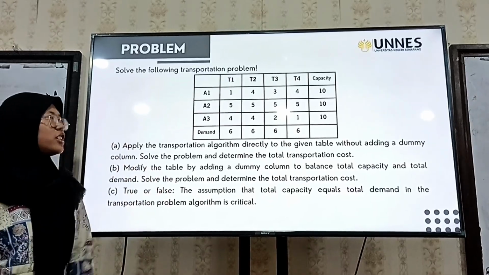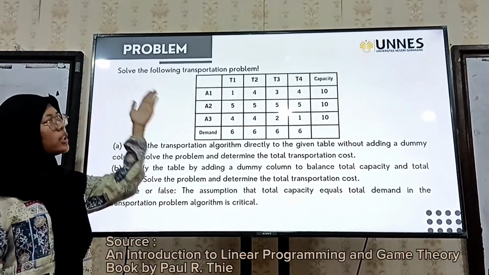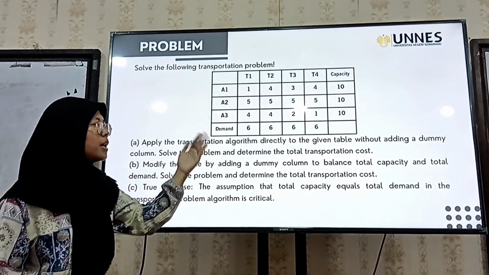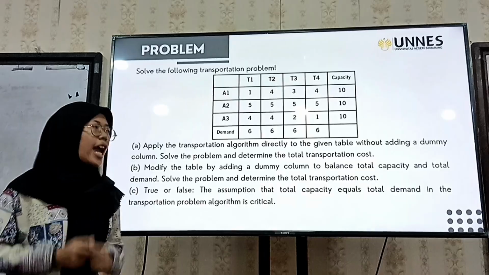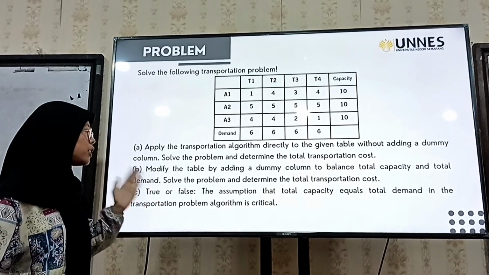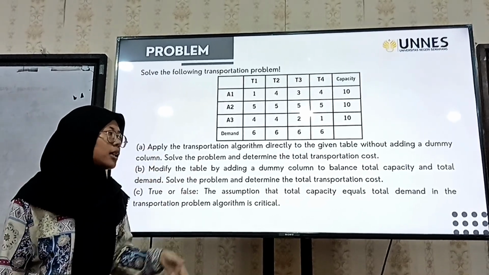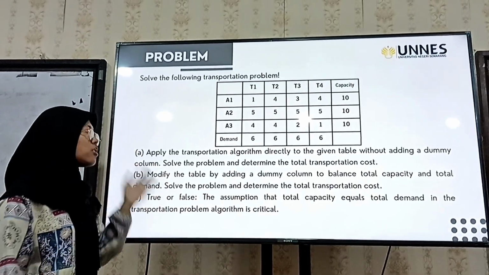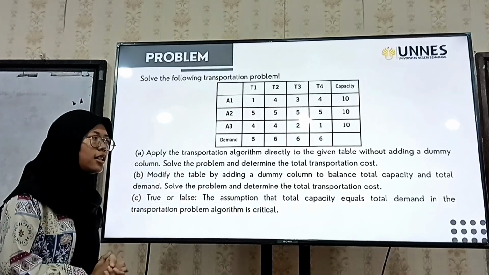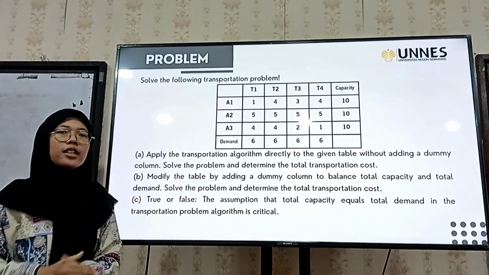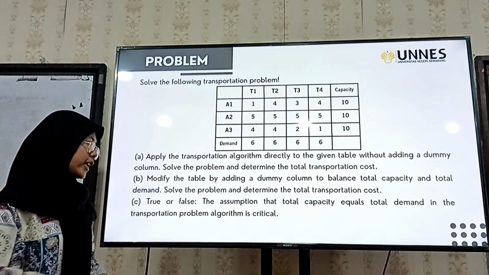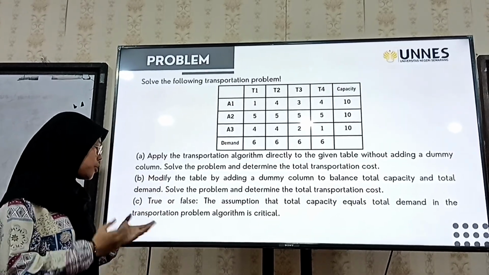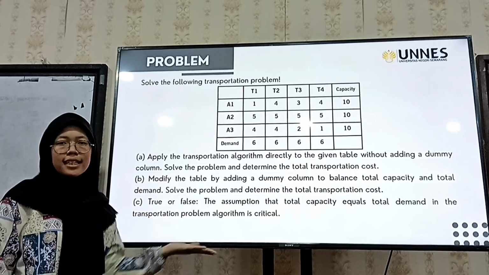Hello friends! So today we will solve this problem. Solve the following transportation problem. A: apply the transportation algorithm directly to the given table without adding a dummy. And B: modify the table by adding a dummy column to balance total capacity and total demand. For A and B, we solve the problem and determine the total transportation cost. And then after that we conclude whether it is true or false that the assumption that the total capacity equals total demand in the transportation problem algorithm is critical.